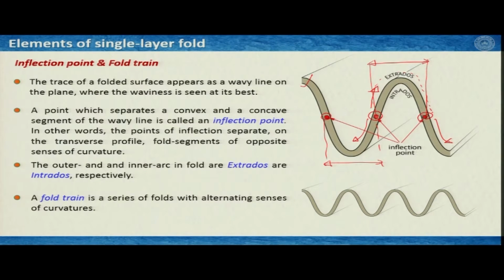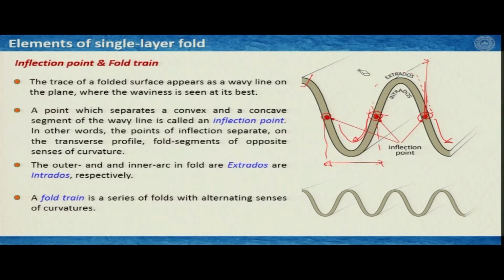And at each and every wavy surface or wavy line, you can define this point as a point which is separating the fold segments of opposite sense of curvatures. So, here it is convex and here it is concave, and this point is separating this convex and concave side of this fold, and this point is known as inflection point.